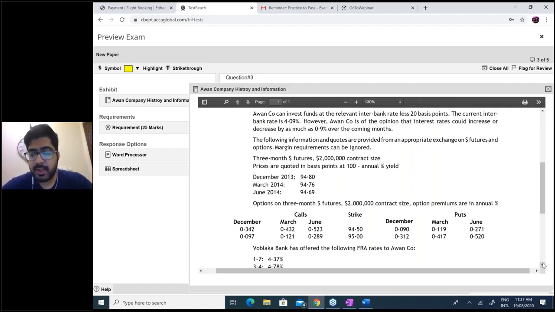Then options data is given. Again, 2 million is the contract size. Premiums are in percentage. There are two exercise prices, or strike prices, given: 94.5 and 95. December, March, June calls are given, and December, March, June puts are given. Only one column is relevant, as I taught you, and the figures in between are the premiums.